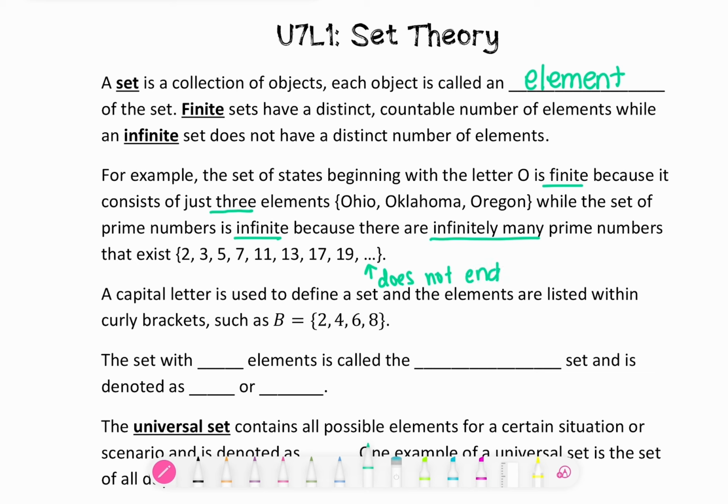All right, a capital letter is used to define a set, and the elements are listed within curly brackets, such as B equals, and then we have our curly brackets with the elements 2, 4, 6, and 8. Now, there's a special name for a set that doesn't have any elements at all. The set with no elements at all is called the empty set, which hopefully makes sense because it's empty. It is denoted as either a circle or a 0 with a line through it, or just these curly brackets with nothing inside of them because it's empty.